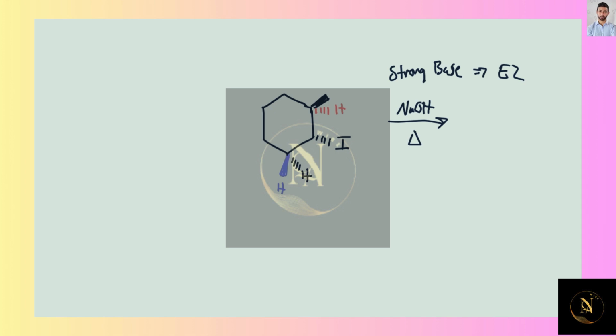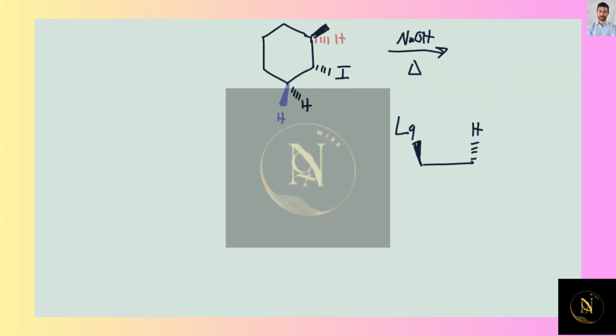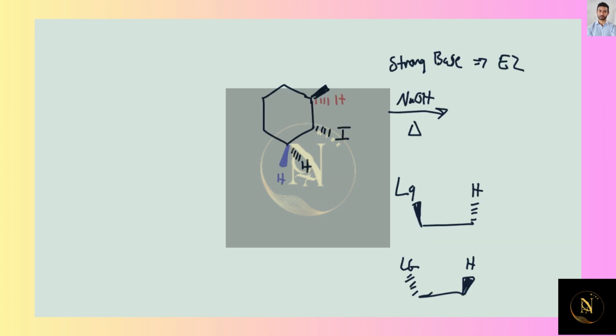Well, remember that for an E2 reaction to happen, we have our leaving group. If that leaving group's on a wedge, then we need our hydrogen to be on a dash. Likewise, if our leaving group is on a dash, then we need our hydrogen to be on a wedge. So if we look at our leaving group here, iodine, it's on a dash, so we need our hydrogen to be on a wedge. We cannot form a double bond on this side because our hydrogen is not oriented properly. We need it to be on a wedge and not a dash.